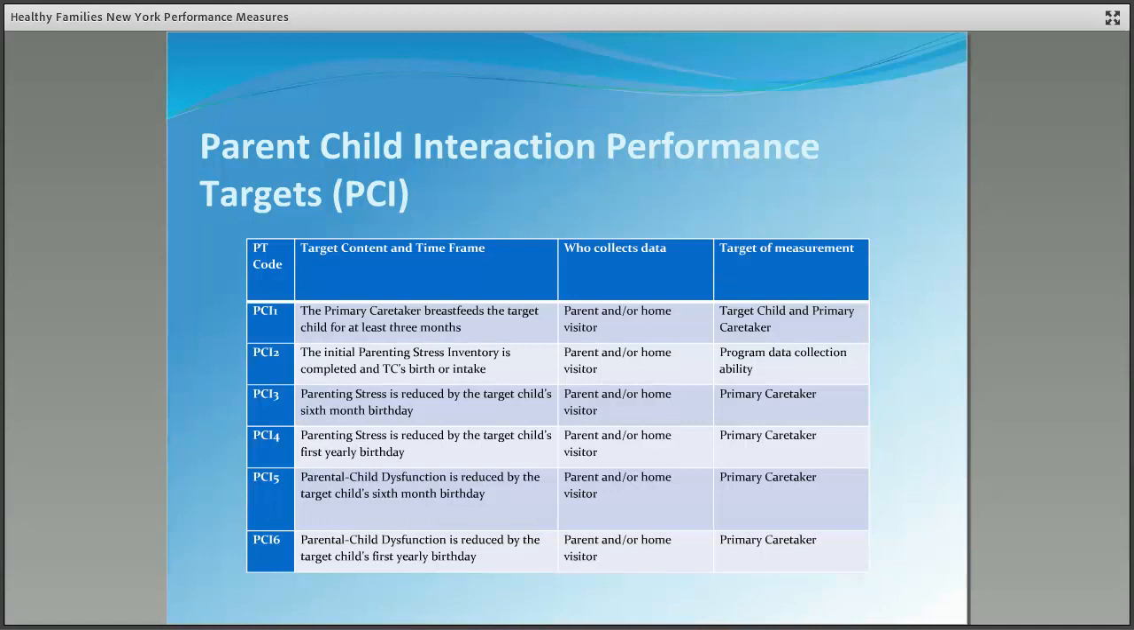As a summary, PCI3 and PCI4 look at this initial PSI that we talked about in PCI2 and find those parents with high total scores, and this is read as high stress, and then checks back in on a subsequent PSI when the TC is 6 months old for PCI3 to see if the stress has decreased, and again when the TC is 1 year old to see if it has decreased again for PCI4.